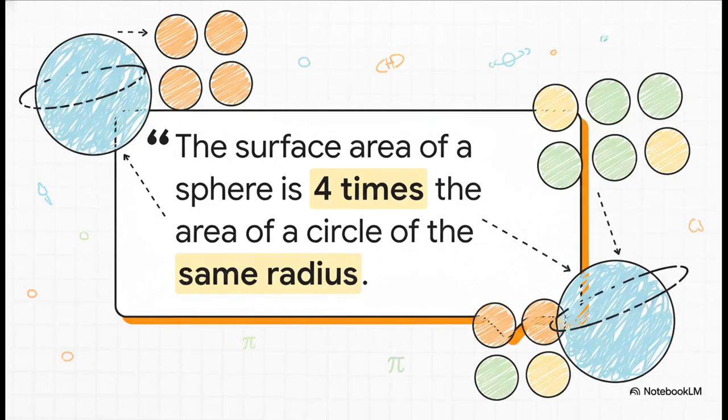Isn't that wild? This is one of those mind-blowing, elegant truths in mathematics. It's not just close, it's not an approximation, it's an exact relationship. The surface area of any sphere is precisely 4 times the area of a circle with the same radius, and that gives us that famous formula, 4 pi r squared.